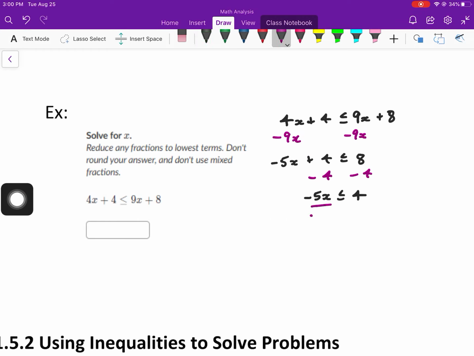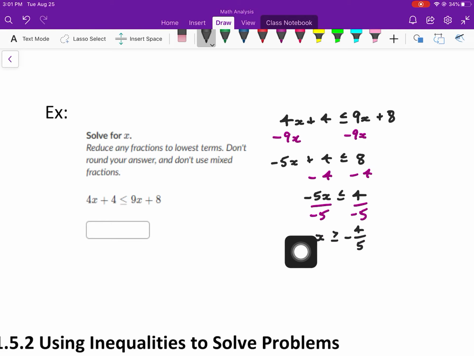Now we're going to divide by that negative 5. And what does that do to the inequality? It flips it around. And x is greater than or equal to negative 4 over 5. So overall, the fraction is negative. I'm thinking about this as a positive divided by a negative, and a positive divided by a negative is negative. So that negative will just go out to the front. So x is greater than or equal to negative 4 over 5.